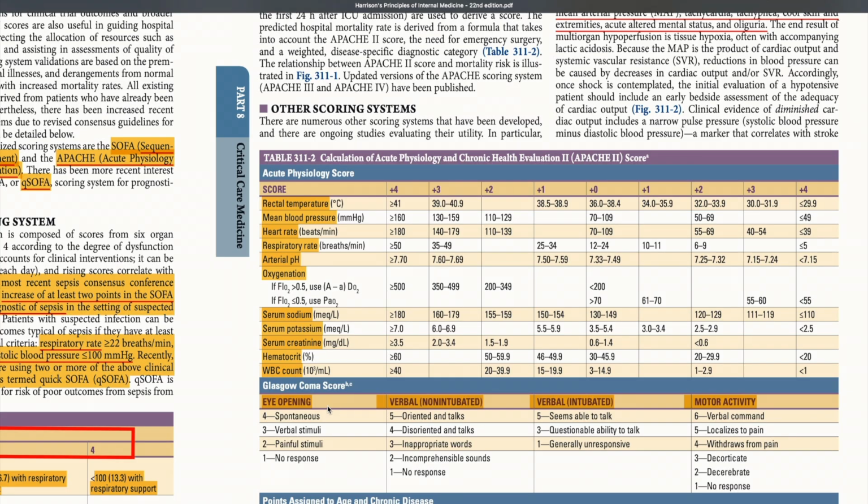Also, you can see the Glasgow Coma Scale, where eye-opening, verbal, and motor activity is there. Verbal can be also based upon the non-intubated patient and intubated patients. So the scoring system is a must-know for students or exam-going students. Harrison mainly emphasizes the qSOFA and APACHE II scoring systems.